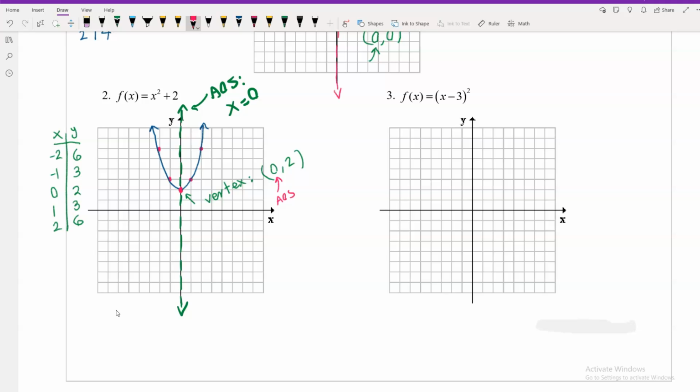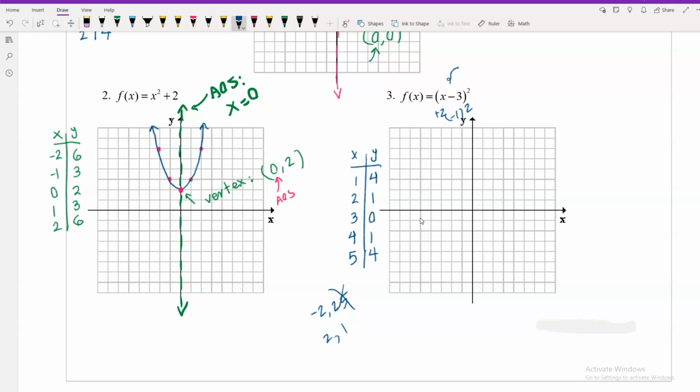Number 3, f of x equal to x minus 3 squared. Here I use these points 1, 2, 3, 4, 5. I didn't use -2. If I use -2, I will have -2 minus 3, -5, -5 squared. I will have 25. So we'll have -2, 25, and then using 2 minus 3, we're going to have -1 squared is +1. So that way I'm not able to graph here on this part, so I'm not using that large number.